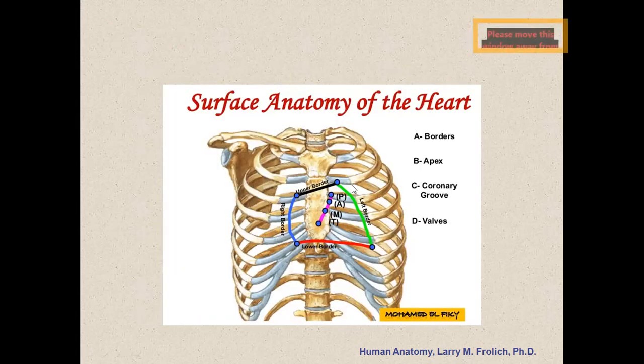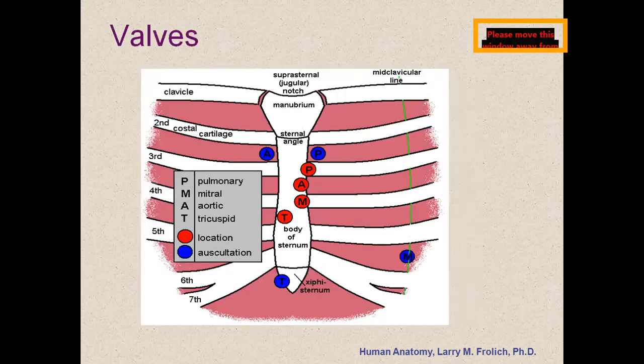Okay, so we have borders. This area is the apex of the heart. Then these are the valves we have. So these are the various pulmonary, aortic, tricuspid, and mitral valves. Okay, I have just told you.